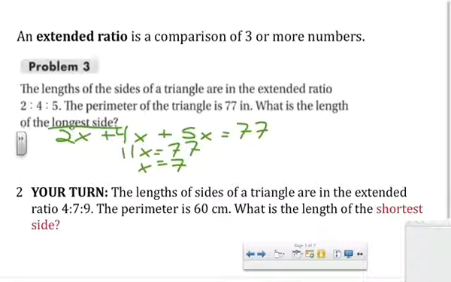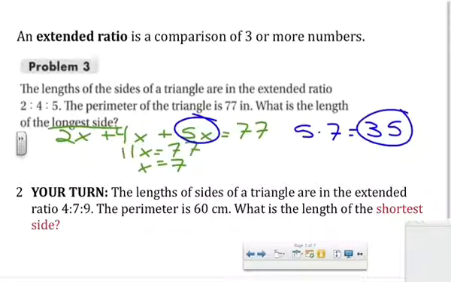So don't give me an answer, give me a process. What am I typing into my calculator, or what am I doing in my head, because I remember my times tables? Right, realize that your longest side is that 5x. So my longest side is 5 times 7, which is 35.